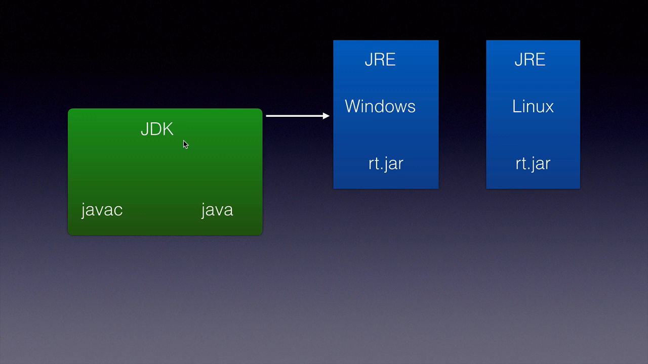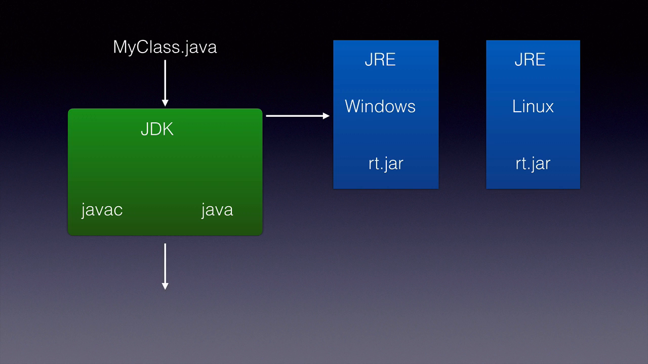We download the JDK and install it for a particular operating system. There are different versions for different operating systems, both the JDK and the JRE. We can install JRE separately as well, but usually we install the JDK and the JRE.